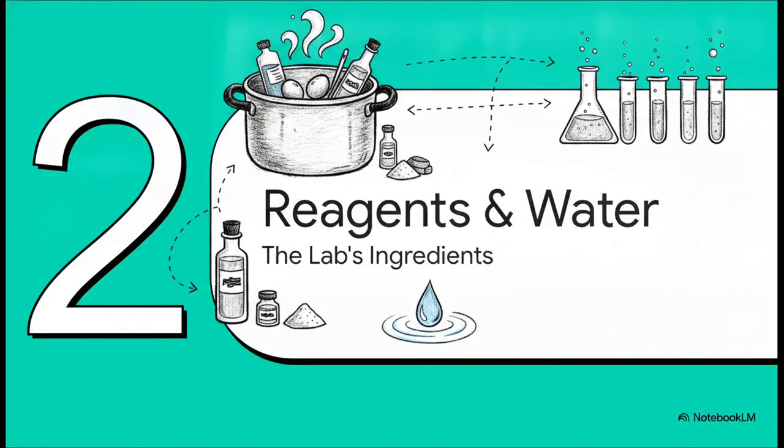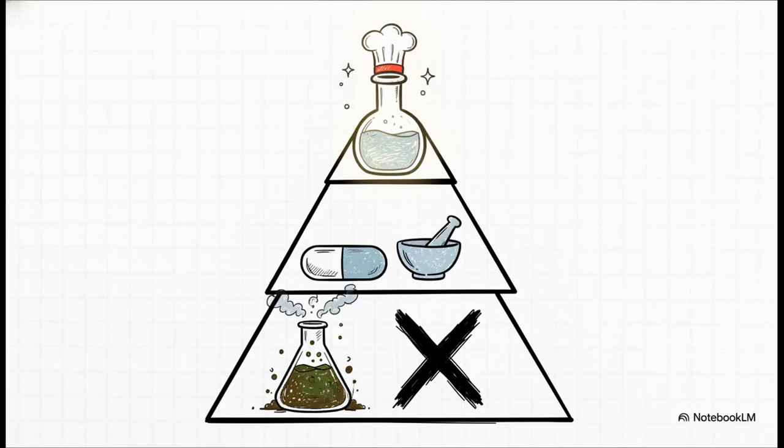Section 2. Reagents, purity, and water. The lab's ingredients. Think of the clinical lab as a high-stakes kitchen. Here, the hierarchy of chemical purity is absolutely everything. We're talking about analytic reagent, also known as AR or ACS grade, or ultra-pure grade chemicals. Using these is critical because their impurity limits are strictly established by the American Chemical Society.